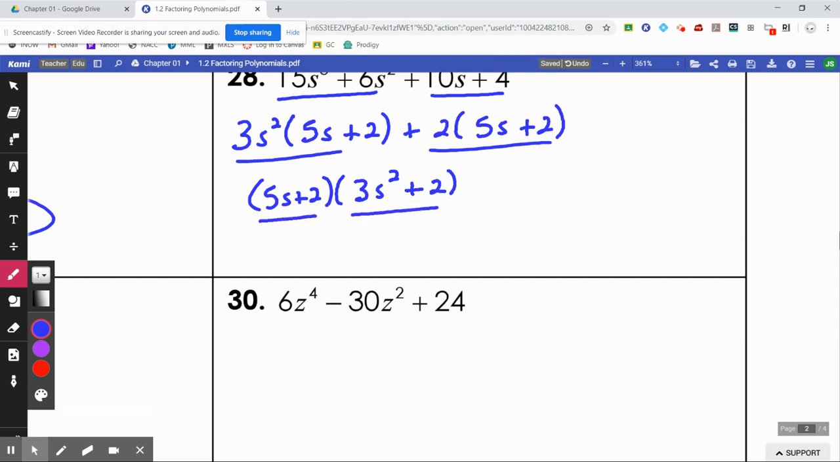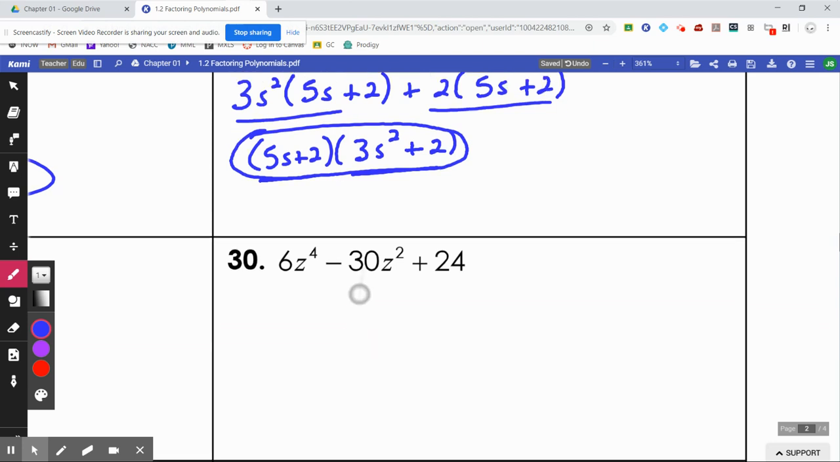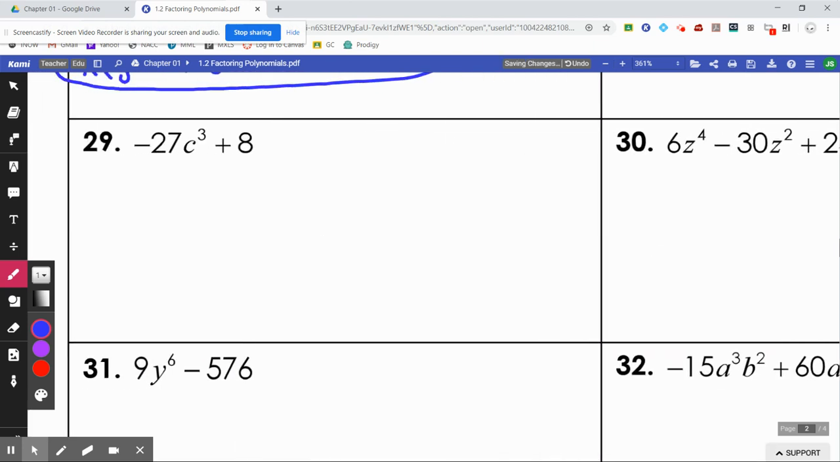Since this is linear, s to the first power, we know it doesn't go any further. This is not difference of squares. It's not sum of cubes. It's not difference of cubes. So therefore, that doesn't go any further. Number 29.